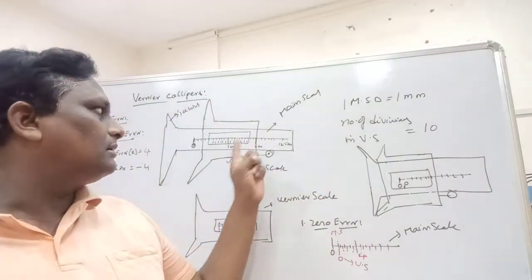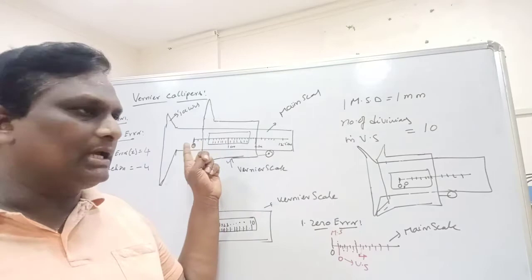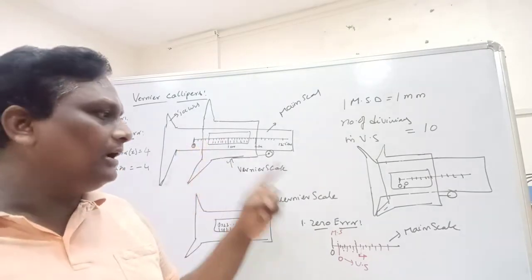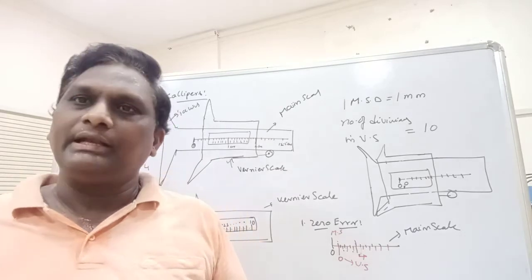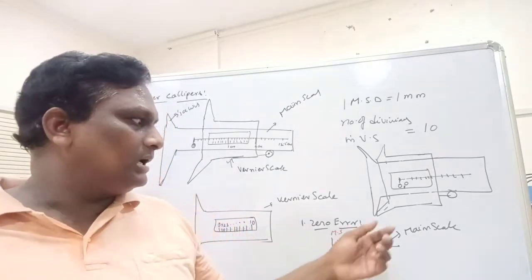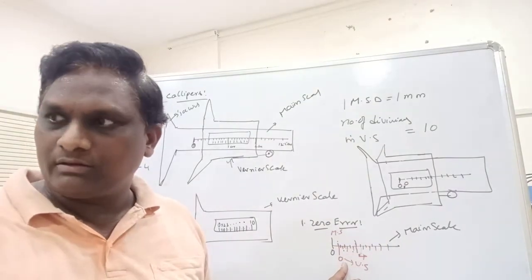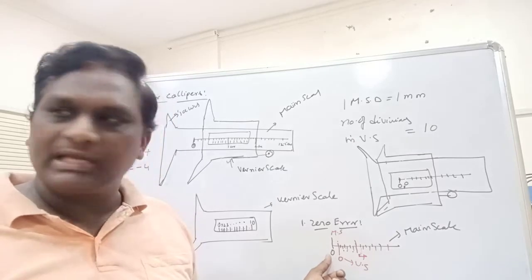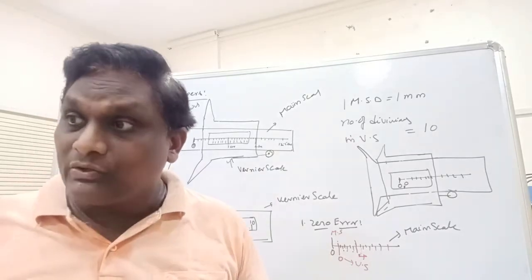Main scale, Vernier scale. If main scale 0 does not coincide with Vernier scale 0, then we have error. So when it is a positive error, when it is a negative error, we can check it. Suppose the Vernier scale 0 is beyond, means right side of the main scale 0, then we say that it is positive error. How do you take that value?